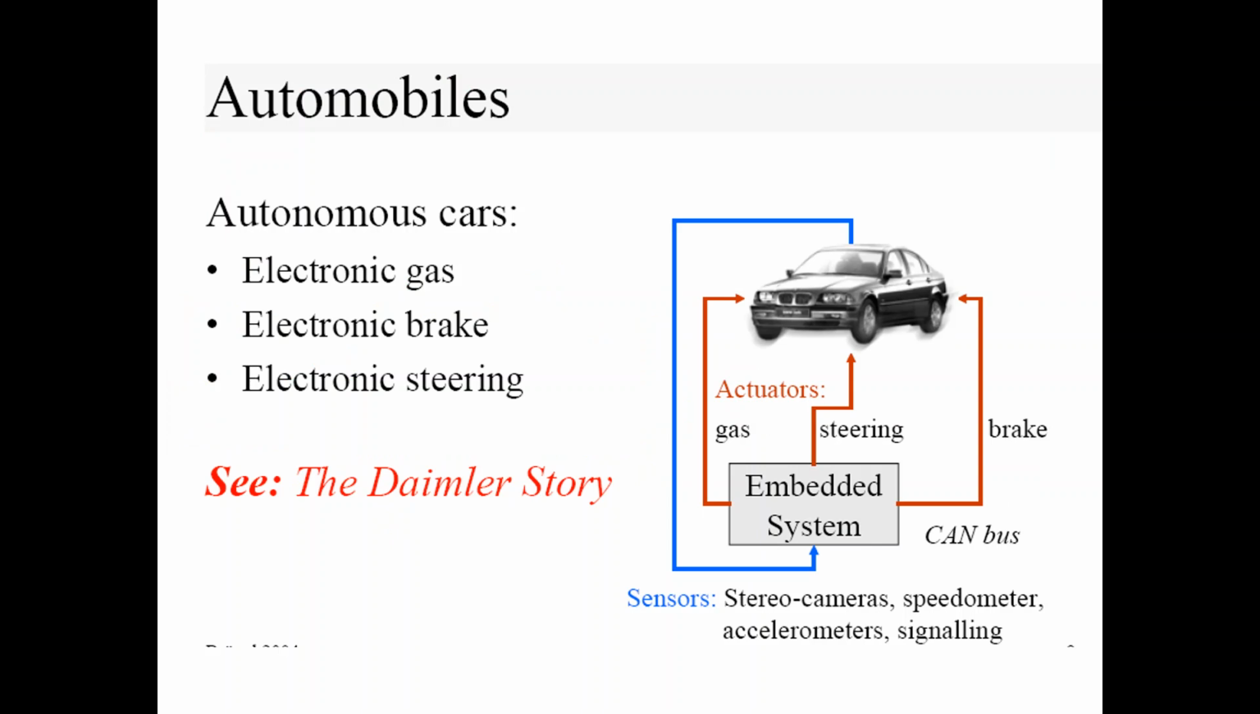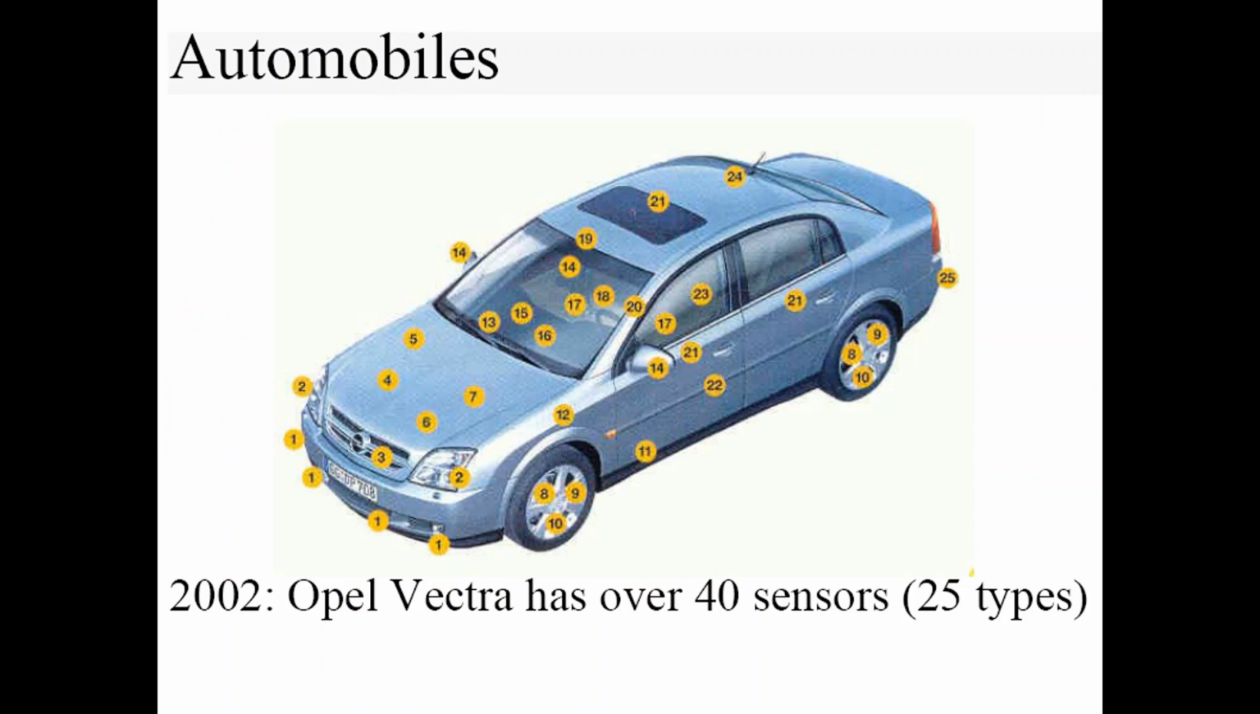Lane keeping assist uses cameras and sensors to keep the vehicle within lane markings, and parking assistance automates the parking process by controlling steering, acceleration, and braking.